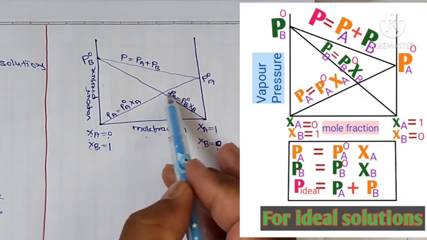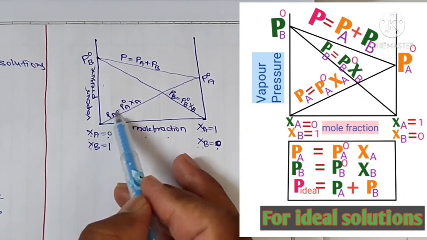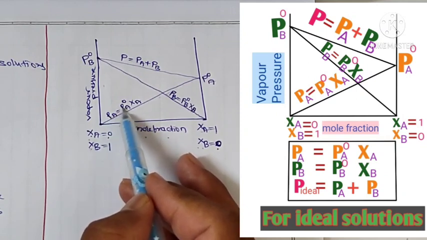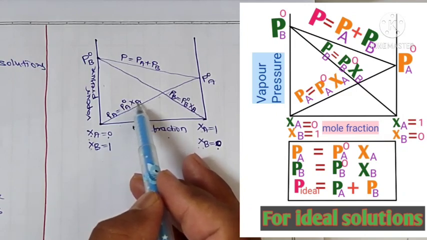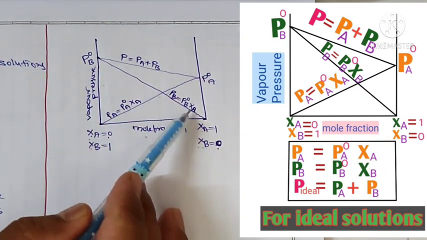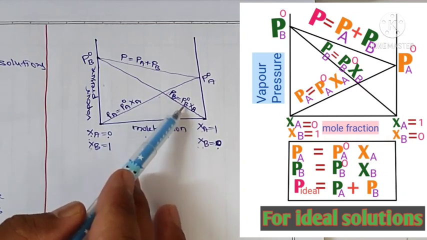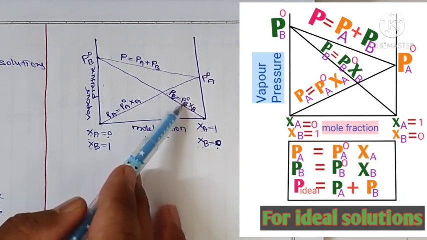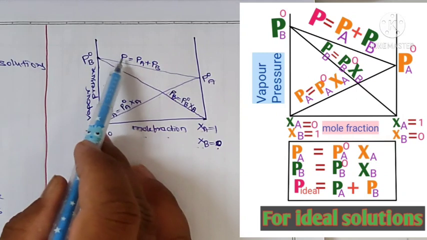And this is the line for component A. Here, component A partial pressure is equal to component A pure vapor pressure times component A mole fraction. And this is the line for component B. Component B partial pressure is equal to component B pure vapor pressure times the mole fraction of component B. And this is the total pressure.